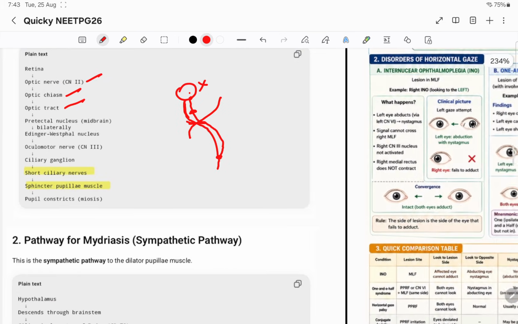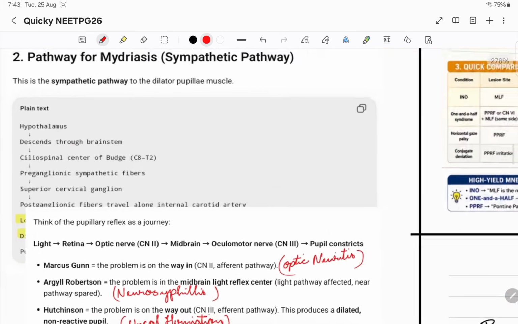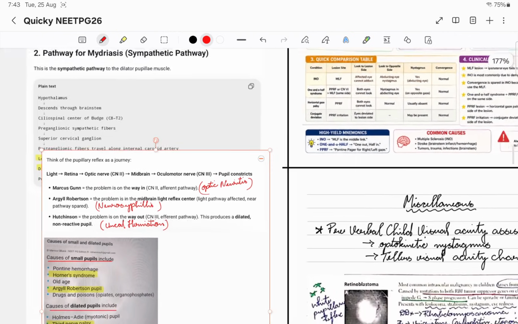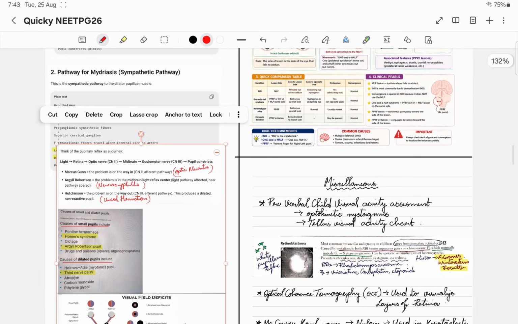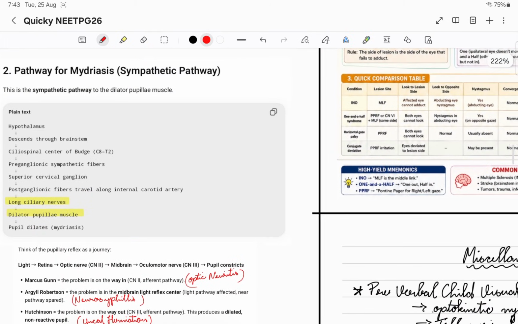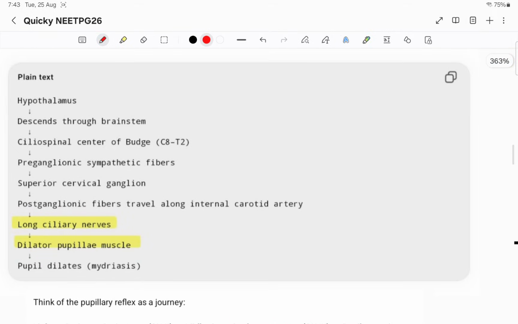Whereas for dilation, it is quite different. Dilation is different with respect to how the pupil would look. With respect to dilation, it is the hypothalamus that is involved here.